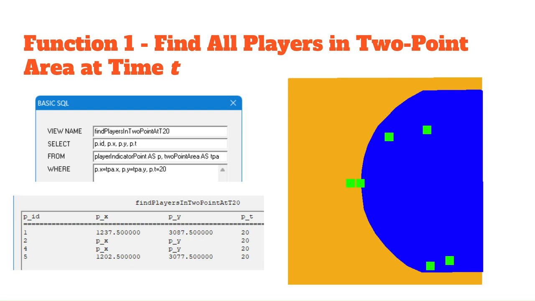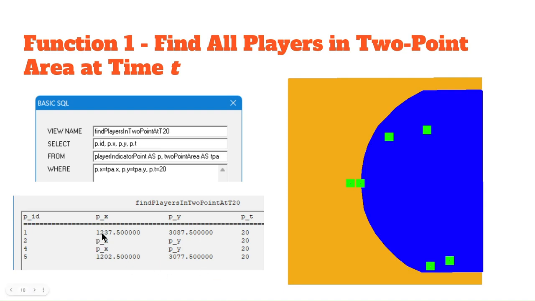And that is much easier as opposed to trying to do it with the squares because, for example, if you look at this player right here, he is somewhat within the 2-point range, somewhat outside the 2-point range. But if you look at the dot that represents the player indicator point, you can trace out the 2-point line and you can see that this player is technically outside. But if you actually do your counting, you can see 1, 2, 3, 4 players are inside the 2-point area at time t20. And those are players 1, 2, 4, and 5. And we can see their associated X and Y values.